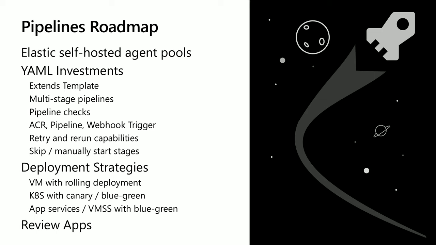We're adding that to YAML. And then Damien showed a run once strategy. That's the only strategy that's available right now when you're deploying. But we're adding the ability to do rolling deployments, blue-green deployments, and canary, so progressive exposure type deployments, for both Kubernetes and virtual machine scale sets. Kubernetes is going to come first, and then virtual machine scale sets will come later.